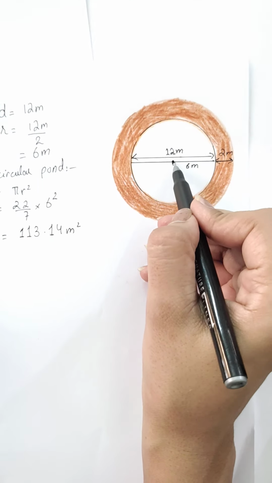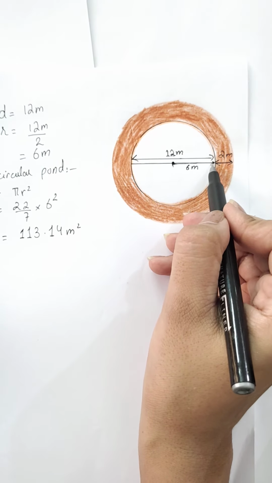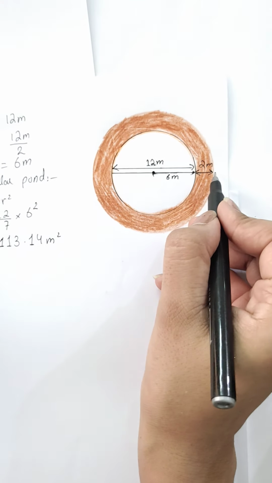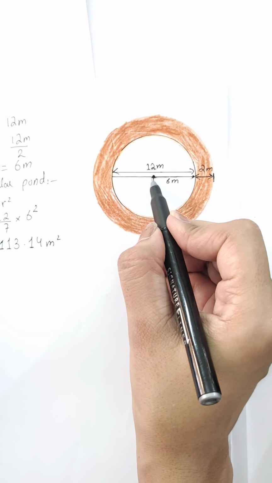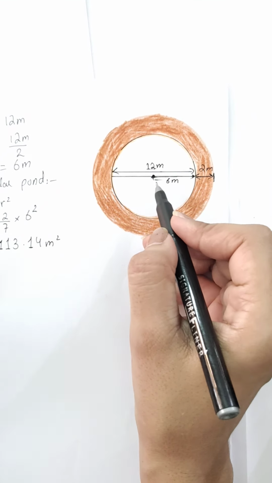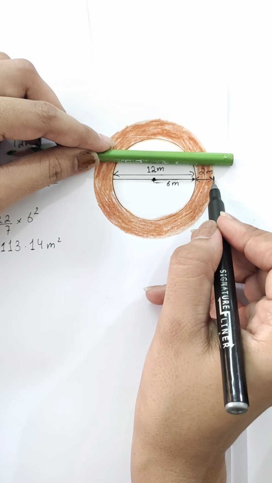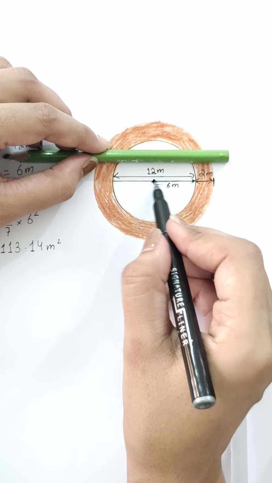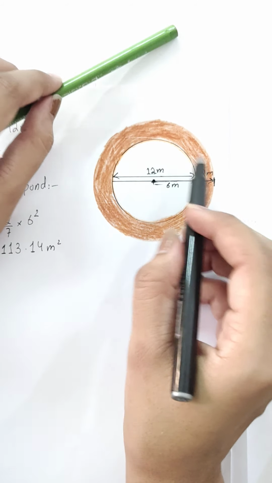The radius of the circular pond is 6 meter. So what will be the radius from the center to the boundary of the path? This is the boundary of the path. The radius becomes 6 meter plus 2 meter. It becomes 8 meter. The radius from the center of the circle to the outer boundary of the path becomes 6 meter and 2 meter, it becomes 8 meter.